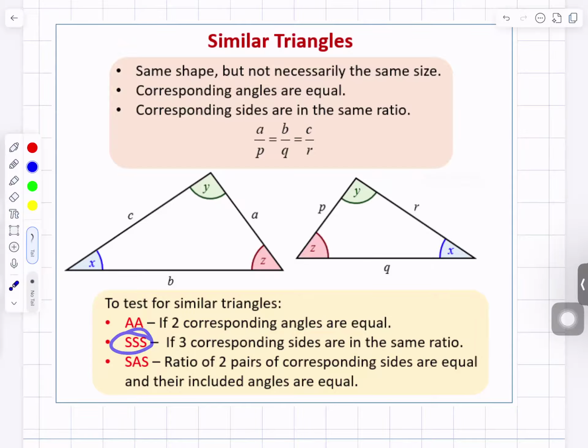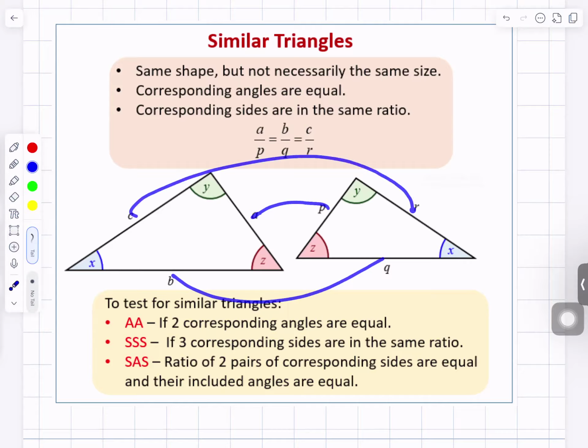If the three corresponding sides are in the same ratio, or if the ratio of two pairs of corresponding sides are equal and the included angles are equal. So use this to help you to compare if two triangles are similar. So you can think of A over P, same as B over Q, and then the same as C over R. So the corresponding sides are in the same ratio, or corresponding angles are equal. So that's an important thing to learn.